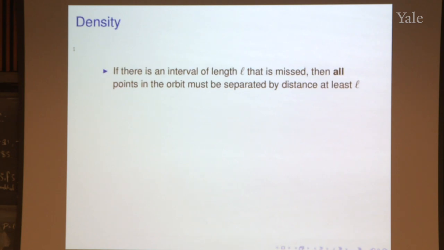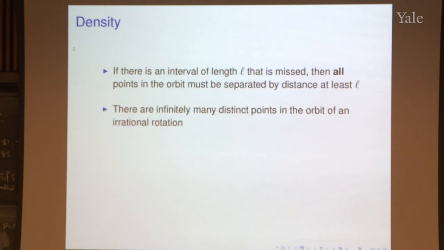So what this means is that, by assumption, there's an interval of length L that's not hit, which means that there can't be any two points that are within L of each other. Because if there were, then every interval of length L would be hit. So all of the points in the orbit, under my assumption, have to be at least distance L apart.